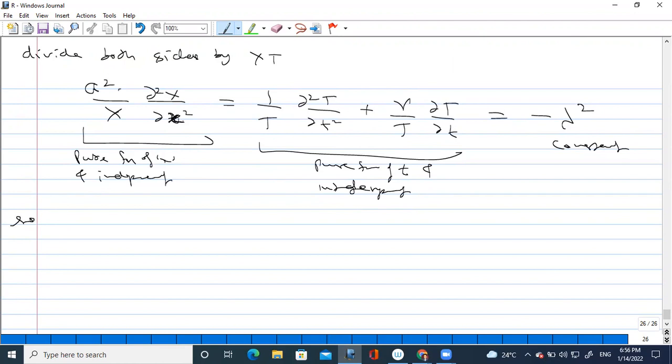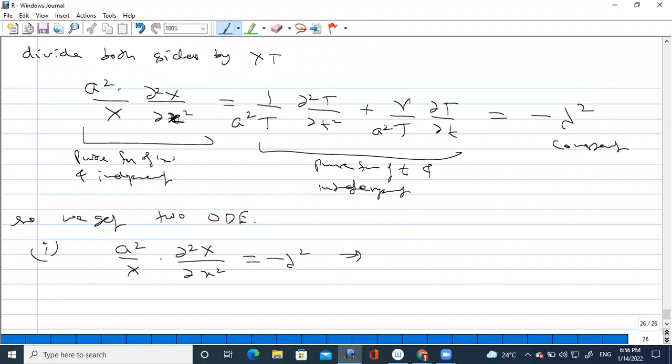So we get 2 ODE, ordinary differential equations. Number one, a square by x into del 2x by del x square is equal to minus lambda square. Actually, here what we have done in the previous problem, this a square we have taken not from here, we have taken with this t. So you write it here because it will become a standard format.